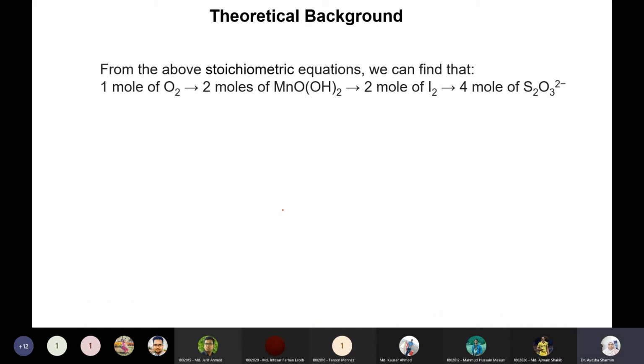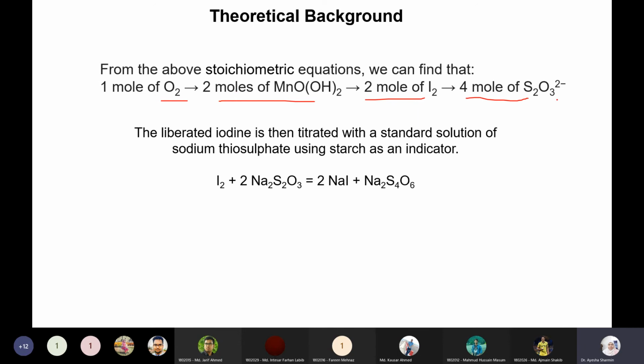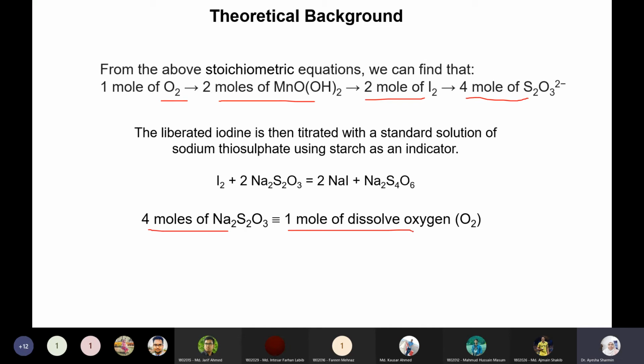Okay, from the stoichiometric equation, you can see that 1 mole of oxygen reacts with 2 moles of Mn(OH)2 and forms 2 moles of iodine. And 1 mole of iodine reacts with 2 moles of thiosulfate, right? So 2 moles of iodine will react with 4 moles of thiosulfate. That means 1 mole of oxygen is equivalent to 4 moles of thiosulfate. So we can say that 4 moles of thiosulfate is equivalent to 1 mole of dissolved oxygen.